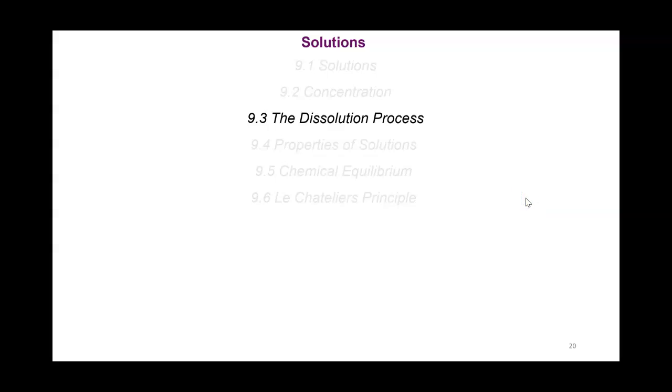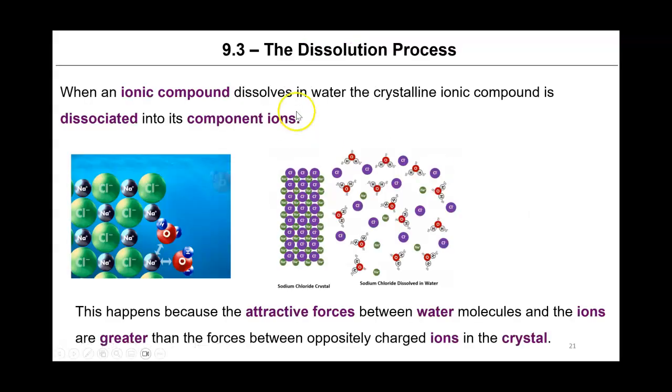In section 9.3, we talk about what happens at a molecular level when a solution forms. What occurs is different depending on whether our solute is an ionic compound or a covalent compound. When an ionic compound dissolves in water, the crystalline ionic compound is dissociated into its component ions.